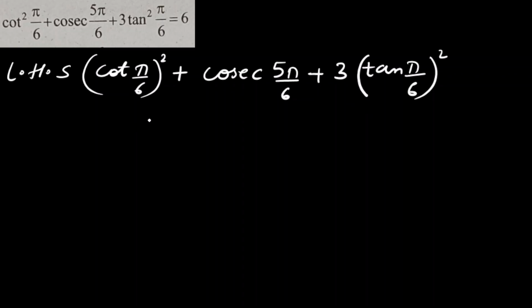Now here pi by 6 and pi by 6, both of these angles are standard angles, 30 degrees. So we can write their values. But 5 pi by 6 is not a standard angle. If it is not a standard angle, we have to convert it into a standard angle. So how to convert?